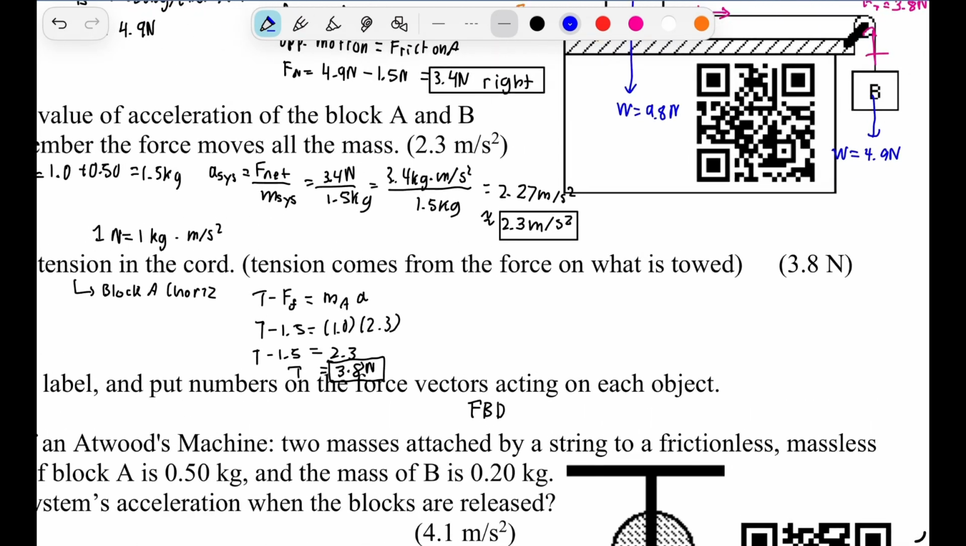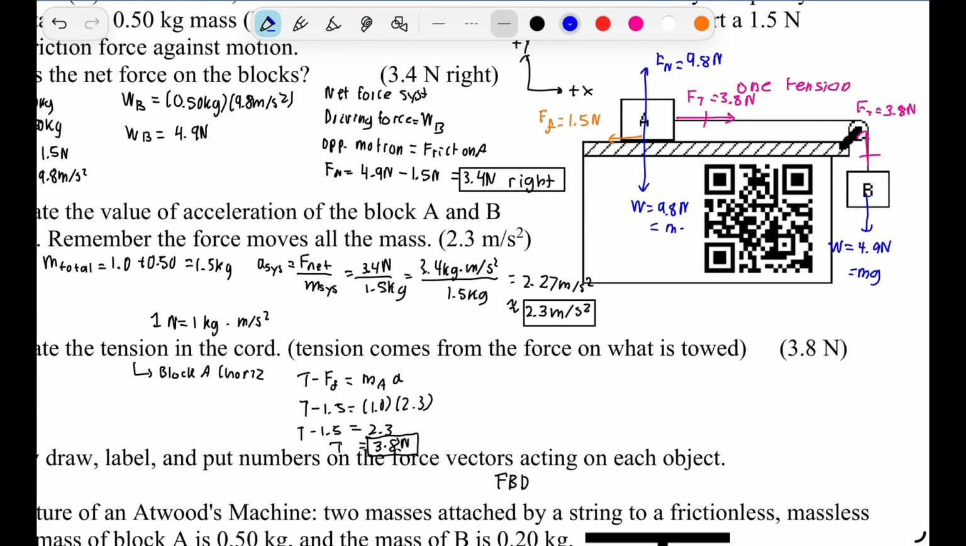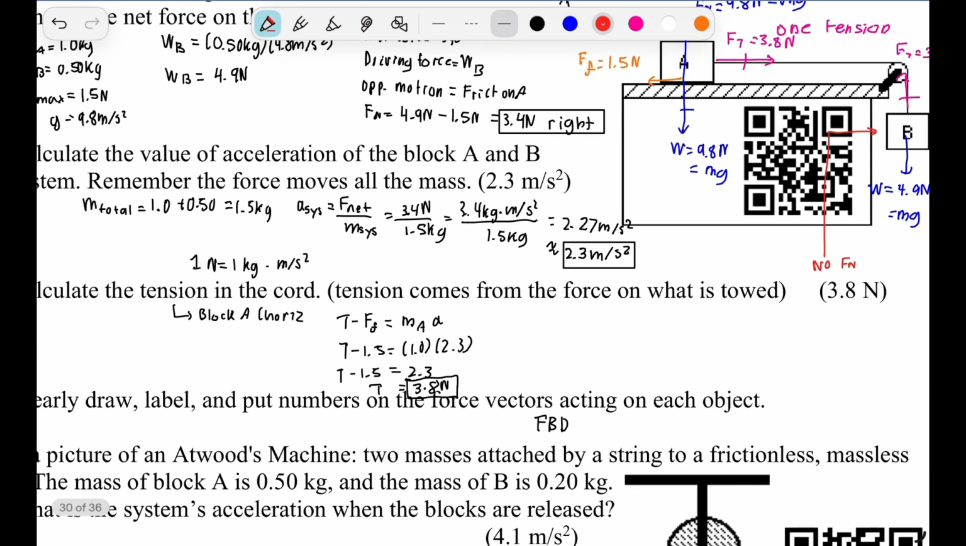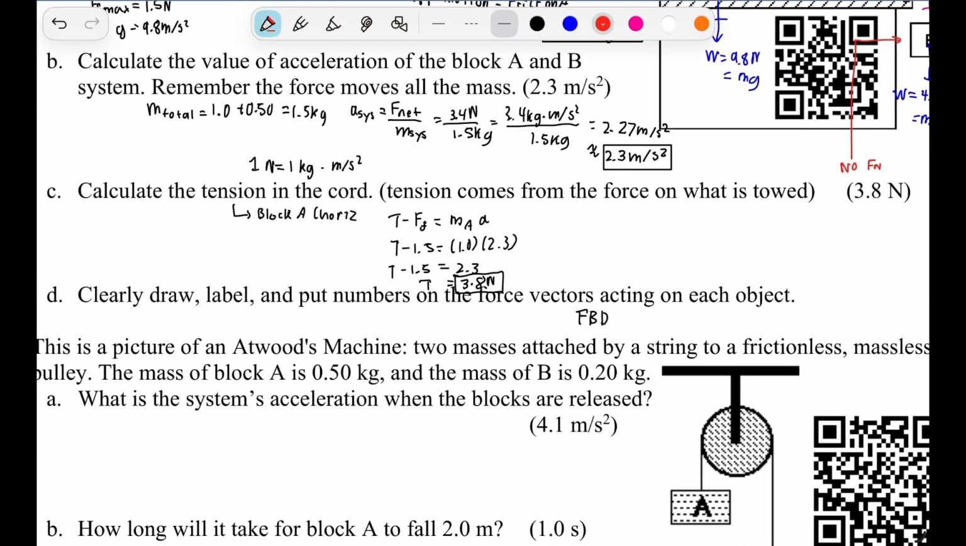Now, this is equal to the mass of this times the gravity. This is also mass times gravity, which is how we got that. And these two are the same. Our Fn and our weight are the same since there is no vertical acceleration for block A. And our weight is the only downward force on our block B. There is no normal force on block B because it is not on a surface, it's in the air. So it's not in contact with a horizontal surface that is supporting it upwards.